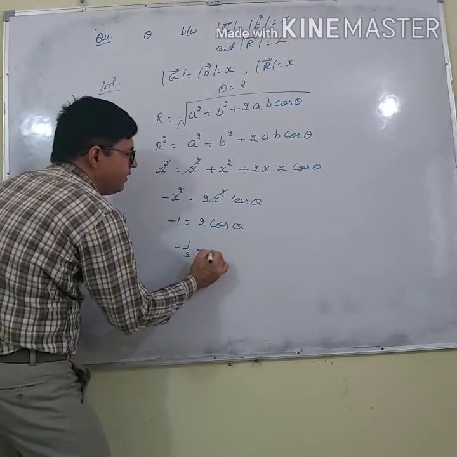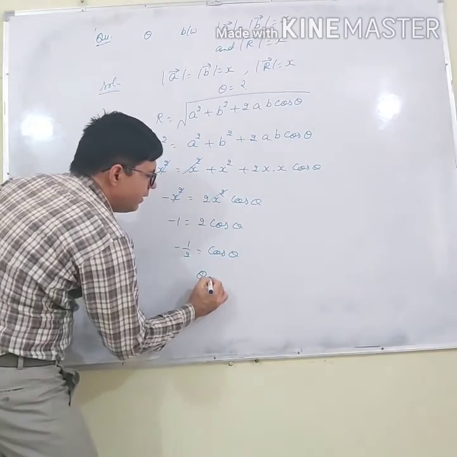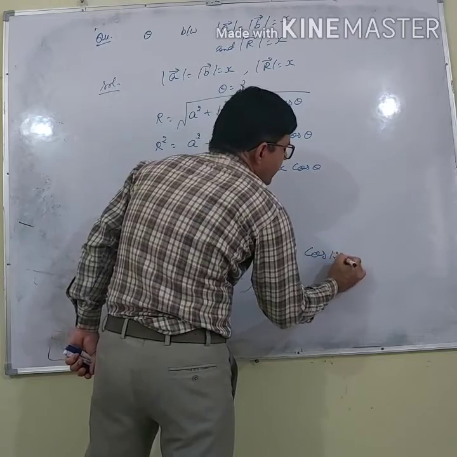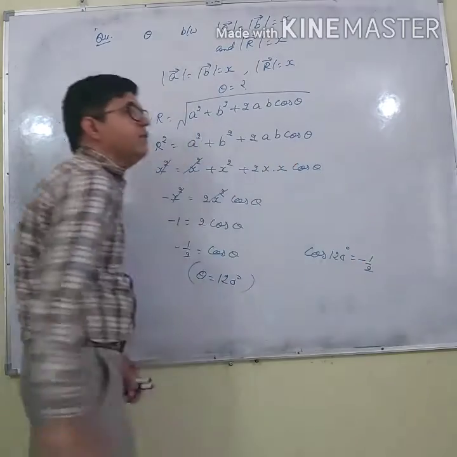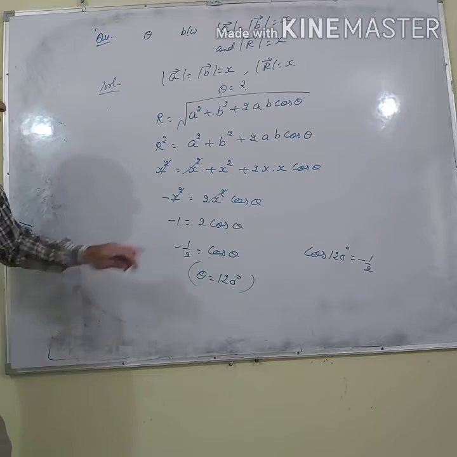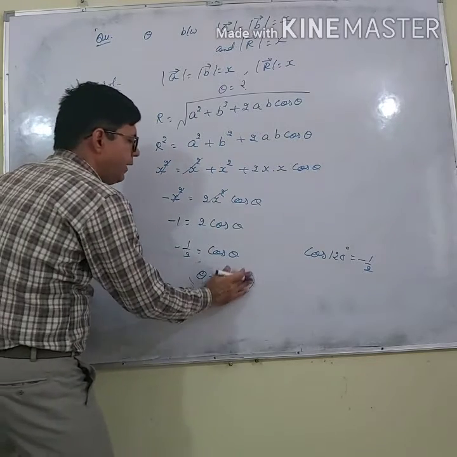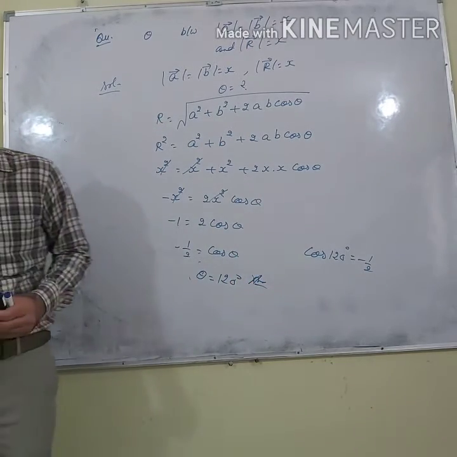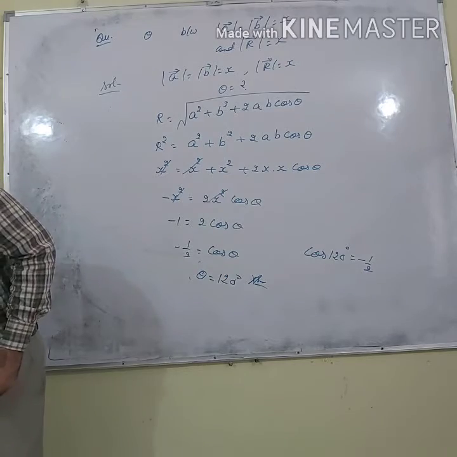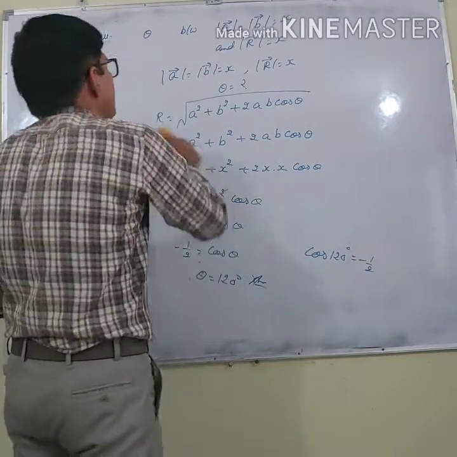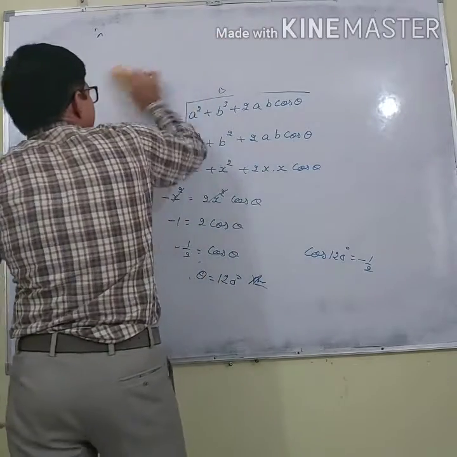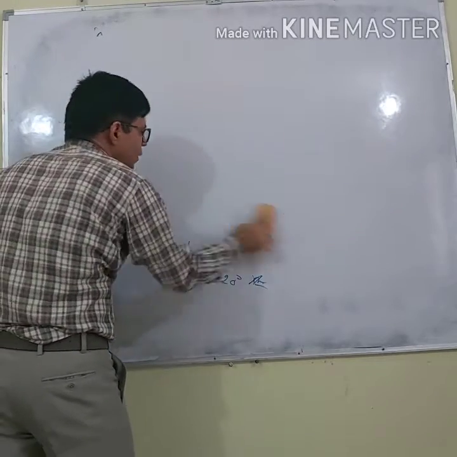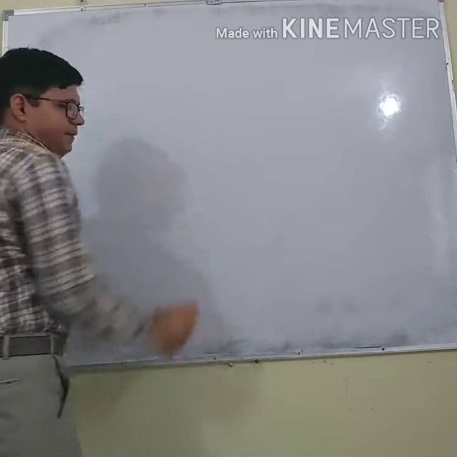So minus half is cos theta, and theta equals 120 degrees, because cos 120 degrees is minus half, right? So theta in this case is 120 degrees. This is the answer. So this is the angle between the two vectors. Alright? Now these questions are very simple. Just know the formula and you will be able to get the answers.